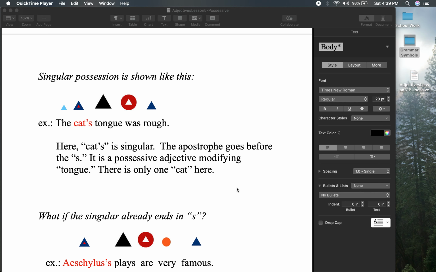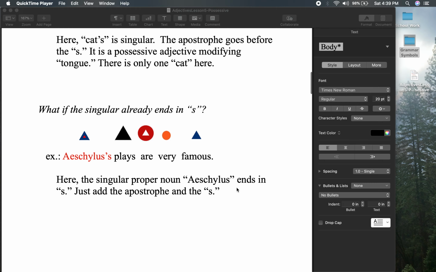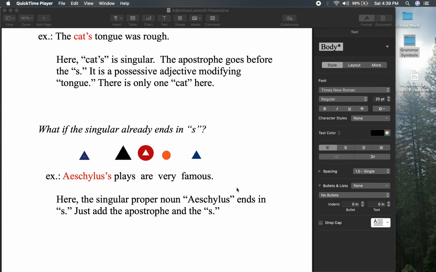So there is the basic singular rule, but what about if the singular ends in S? Let's look at Aeschylus, famous Greek playwright. Aeschylus's plays are very famous. Here, the singular proper noun Aeschylus ends in S. Just add the apostrophe and another S there. This one is really interesting because there are a lot of exceptions, and I don't want to get into all of that, but I will say that the general rule is for a singular with an S, you add apostrophe S there.